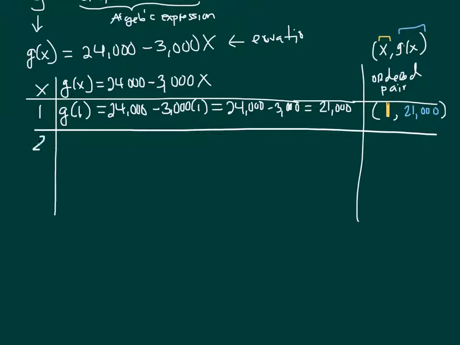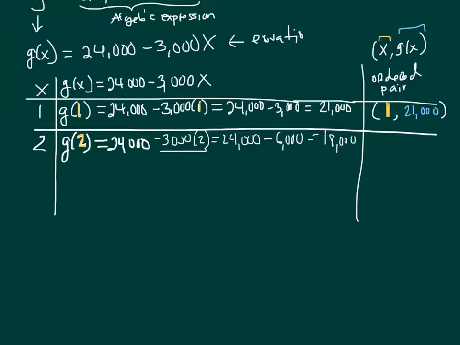Okay, so if x is 2, g of 2, and again, it doesn't hurt to color code things, 1, 1, but now I'm plugging in a 2. Well, this is 24,000 minus 3,000 times 2. Well, that's just 24,000 minus 6,000, right? Because if we double 3,000, we get 6,000. And we get 18,000.